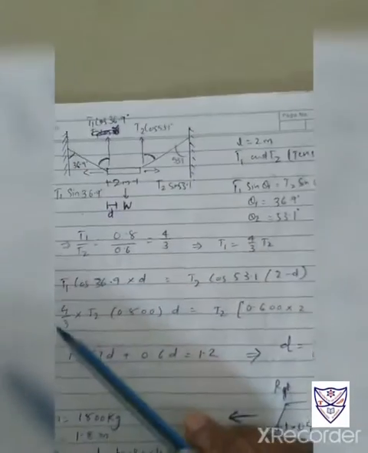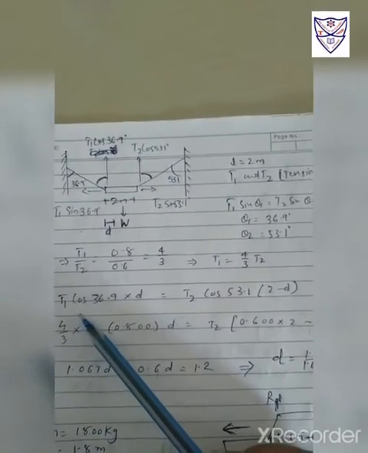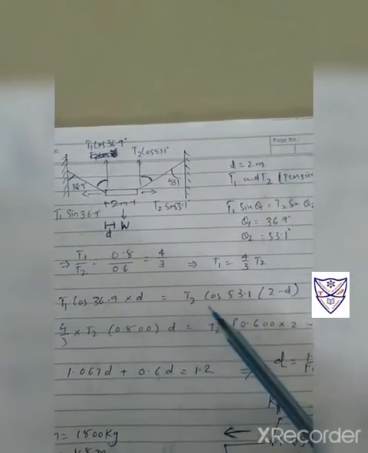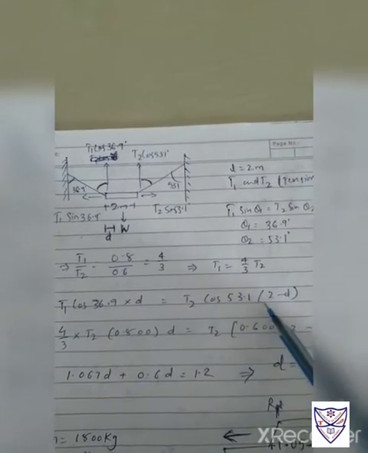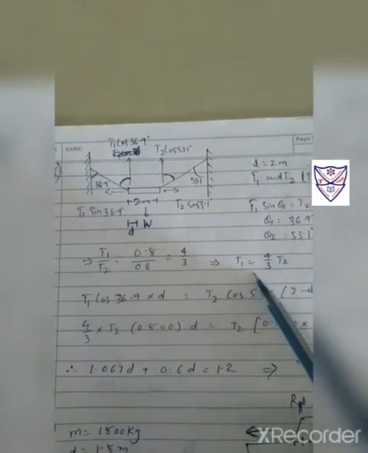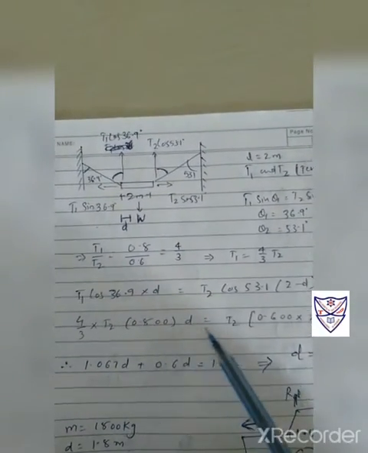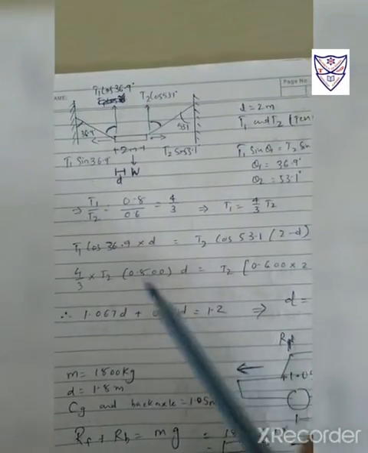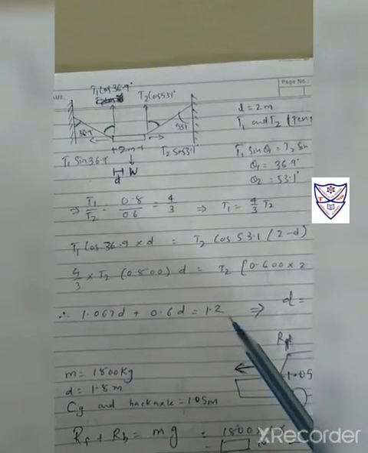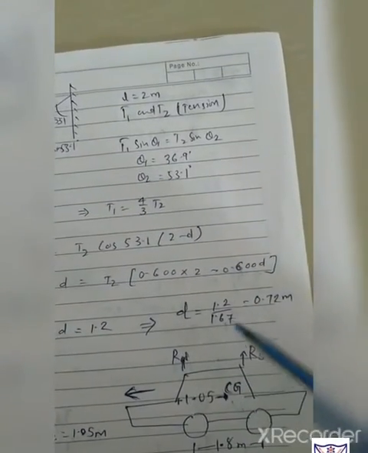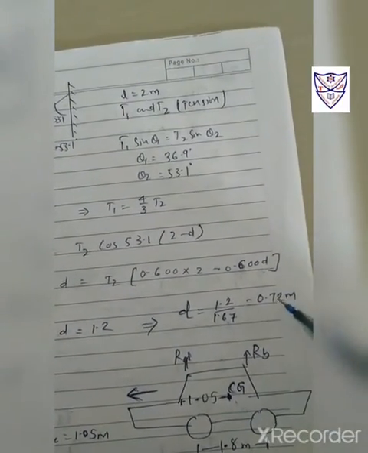Okay. Now using this, I am placing the value: T1 cos 36.9 into D is equal to T2 cos 53.2 minus D. Now just place the value of T1 here and solve the equations by simple mathematical operations. You will get D is equal to 1.2 upon 1.67, which is equal to 0.27 meters.